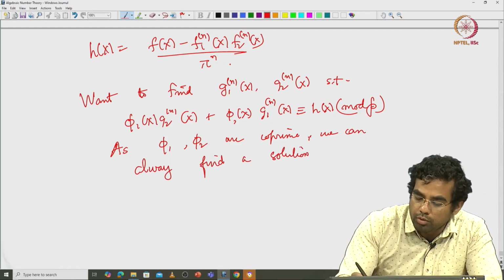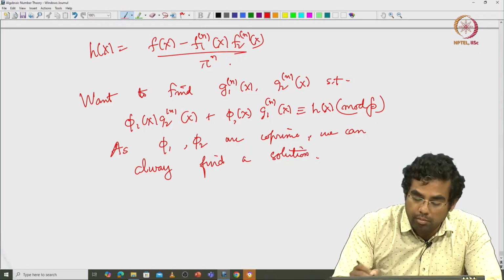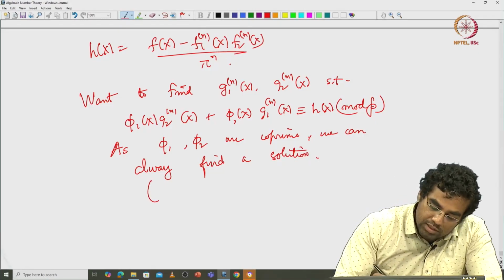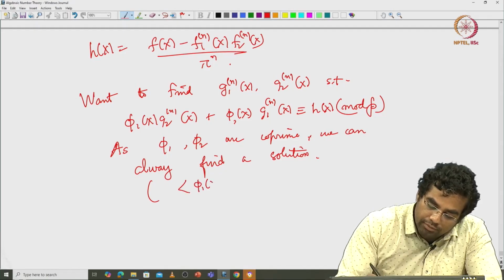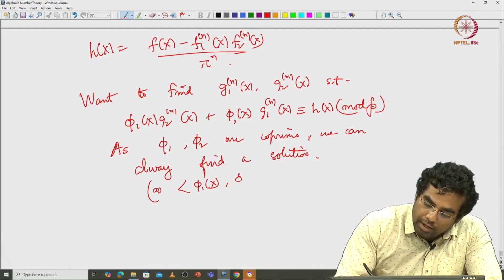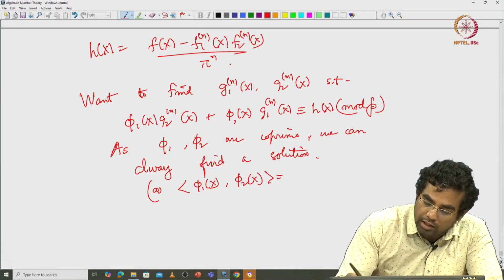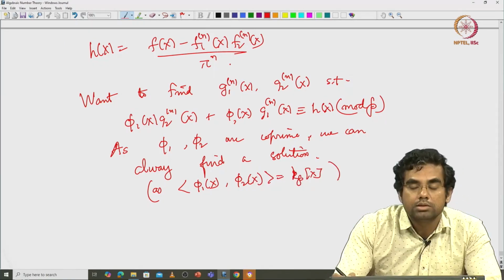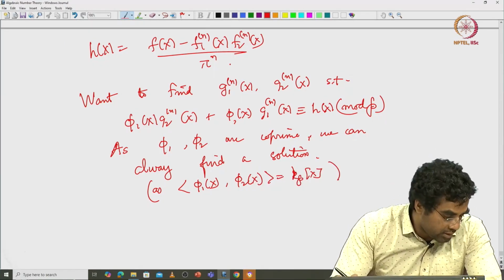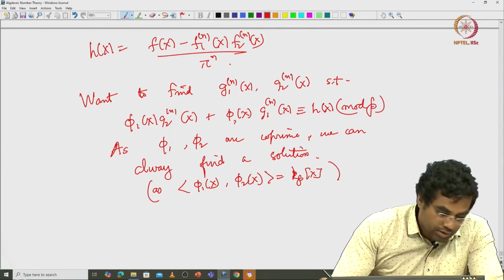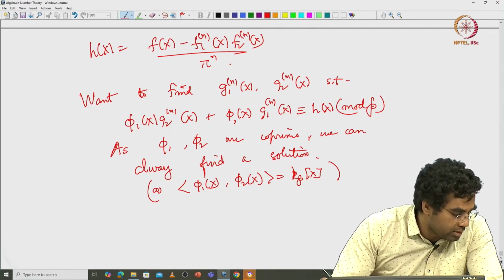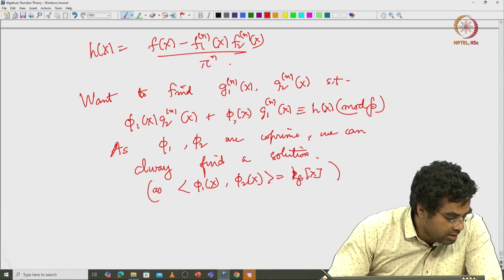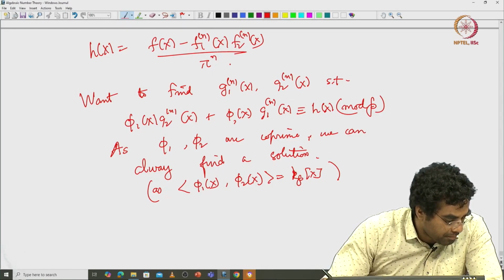Right. Remember what these polynomials being co-prime means. It means that the ideal generated by phi 1 of x and phi 2 of x is the whole ring. That is what being co-prime means, and so we can always find a solution. All right. So, once we have found a solution like this, it is easy to prove that it satisfies all the properties that we want, right.